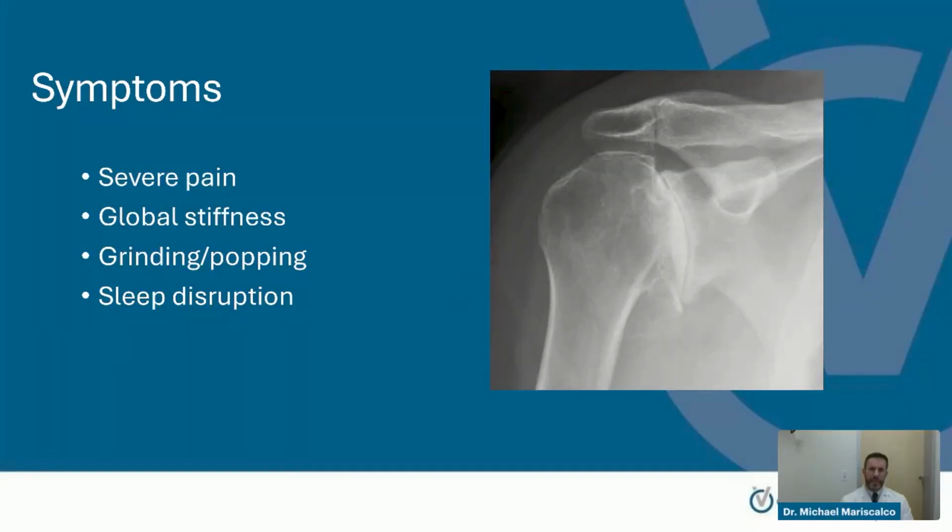So the symptoms of osteoarthritis in the shoulder are severe pain, global or generalized stiffness, grinding, popping, mechanical type symptoms. And oftentimes what brings people in to have this evaluated is sleep disruption. Severe pain at night is a common complaint with shoulder-related problems. Next slide, please.